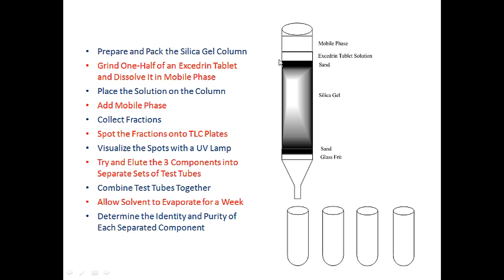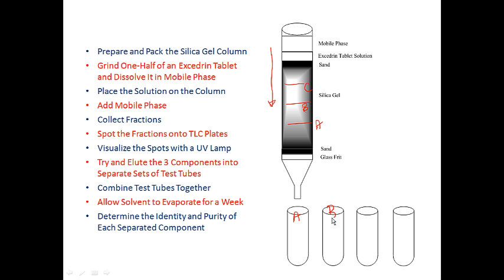And of course, when we add the mobile phase, gravity is going to force the mobile phase down through the column, and as the components of the Excedrin tablet move through the column, hopefully they separate, and we can put compound A, the first compound to elute, off the column. This is A, and this is B, and this is C.